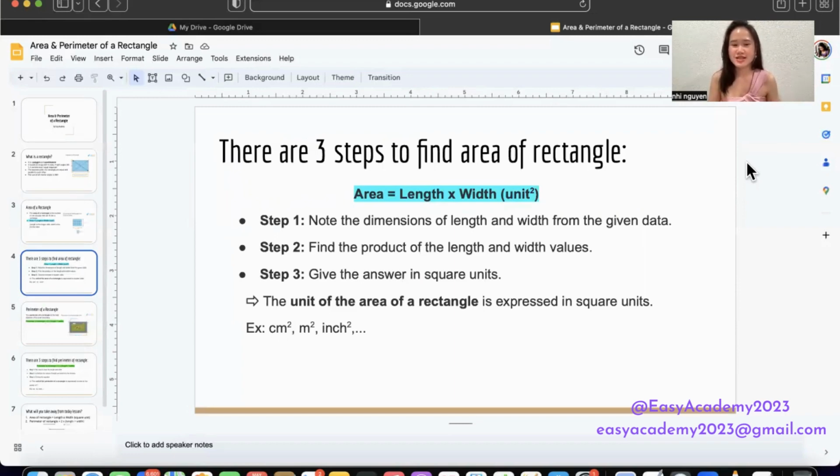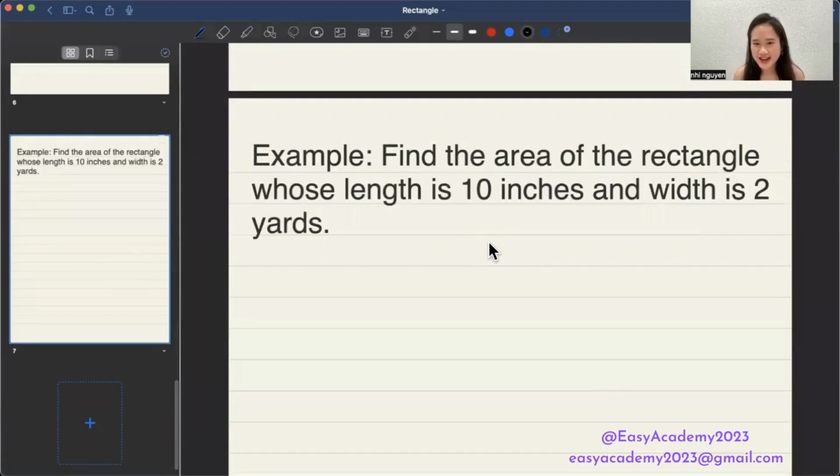Step 2 is to find the product of the length and width, which is to multiply them together. And finally, we give the answer in square units. A little note: the unit of the area of a rectangle is expressed in square units, for example centimeter square, meter square, or inches squared.